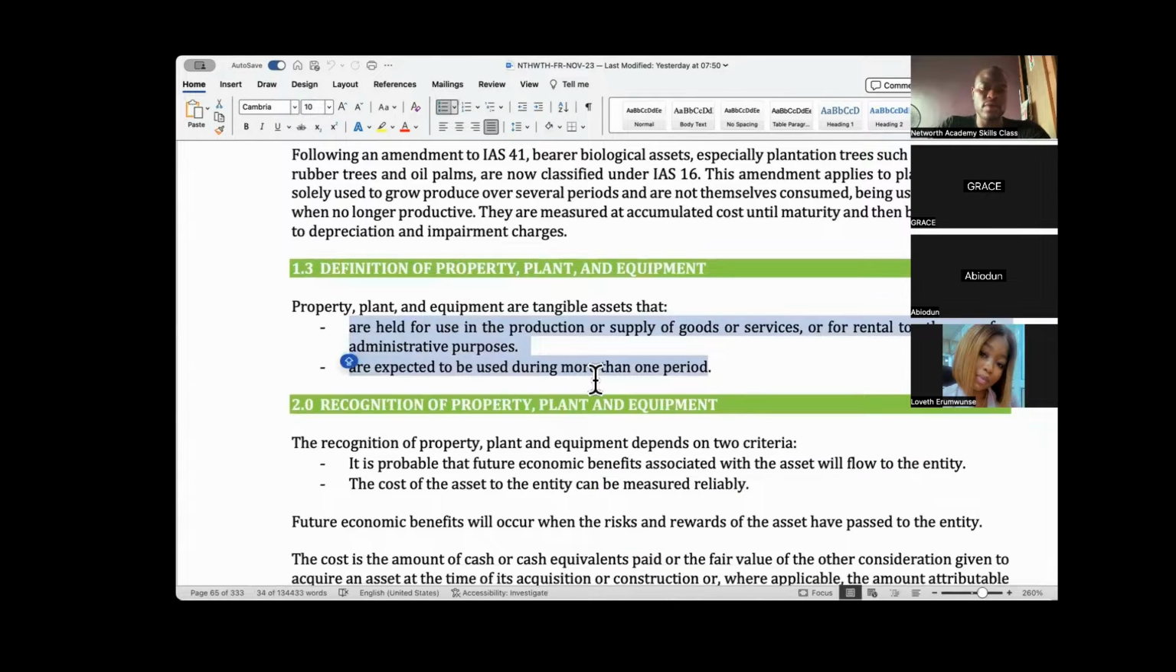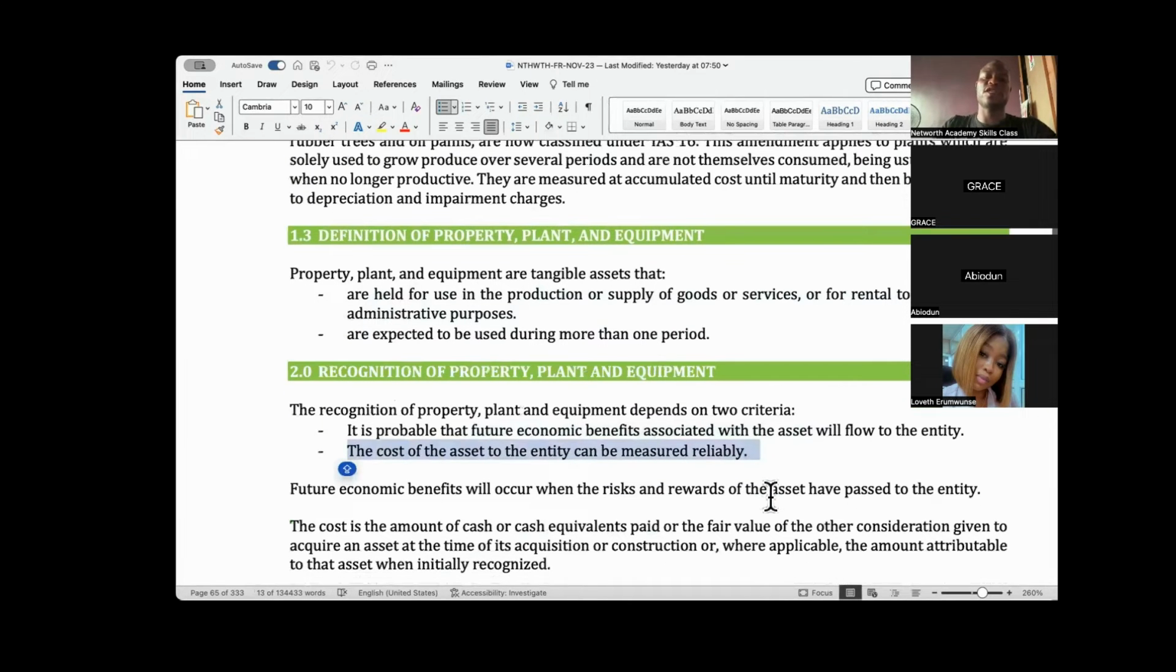Then after looking at the definition, we looked at the recognition criteria for PPE. Now we said there are two recognition criteria. Before you can recognize an item of PPE in your books, number one, we said it must be probable that future economic benefits associated with the asset will flow to the entity. And number two, we said the cost of the asset can be measured reliably. Those were the two recognition criteria we looked at for PPE.